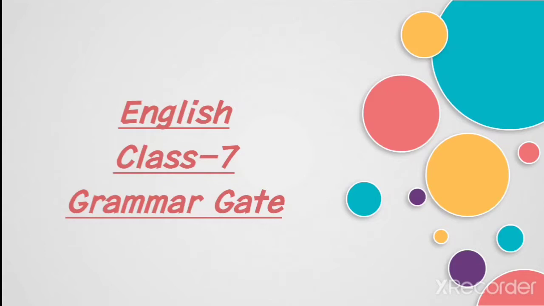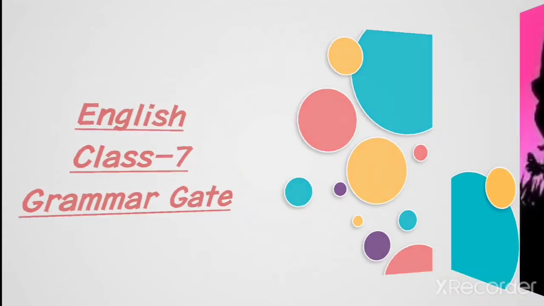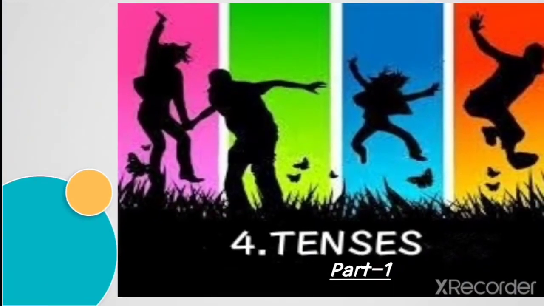Welcome back to our English subject class 7. Once again we'll start our Grammar Get book. Today we'll learn a new topic in this book. Lesson number 4, tenses. Students, you have already learned tenses in 6th standard also. We'll revise it today.